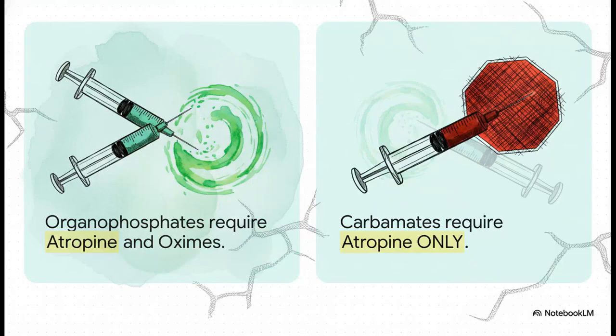Now we have a vital, life-saving distinction to make here between two types of pesticides that cause dangerous nerve overstimulation. For organophosphates, the treatment is a combo of atropine and oximes. But for carbamates, you use atropine only. Listen, giving oximes for carbamate poisoning is a severe medical error. The precise identification of the pesticide entirely dictates the exact rescue key.